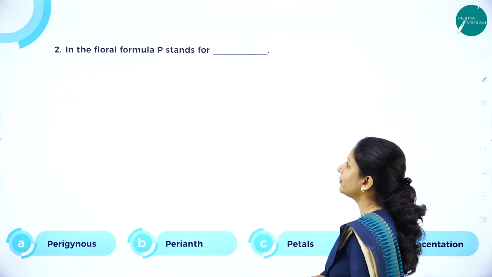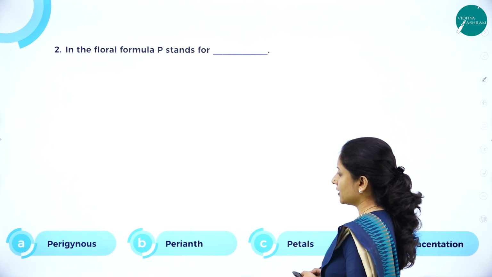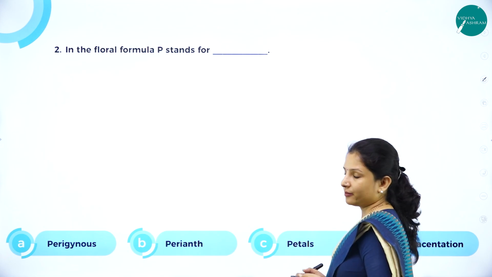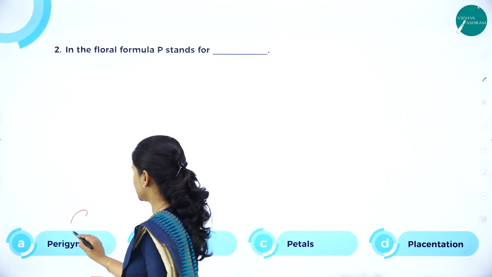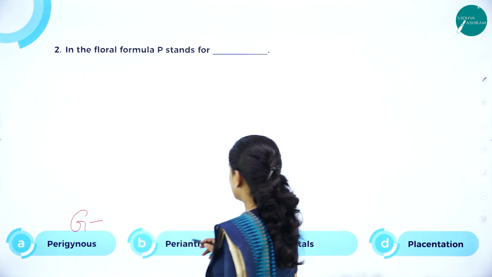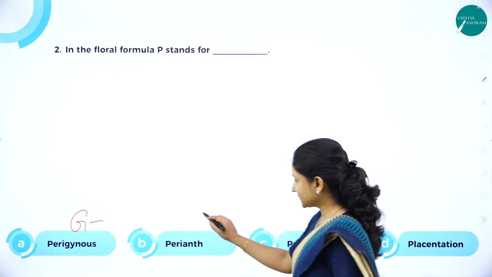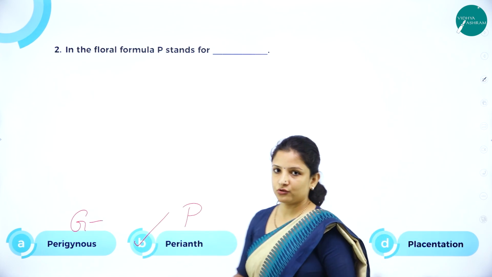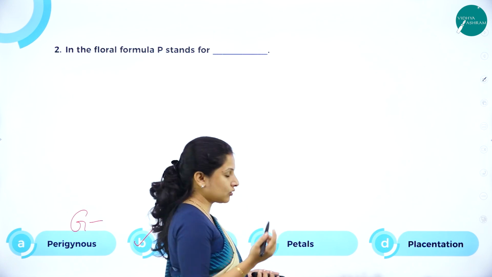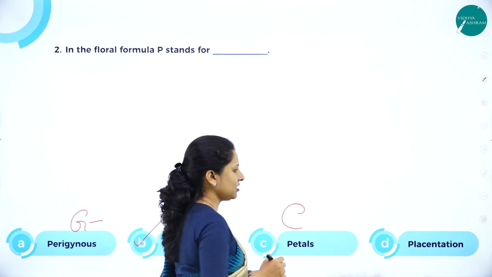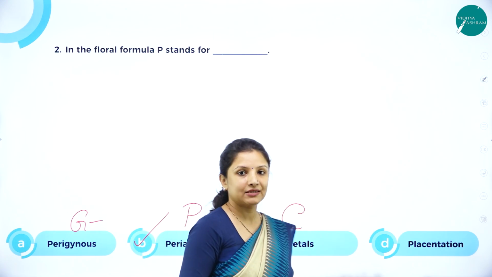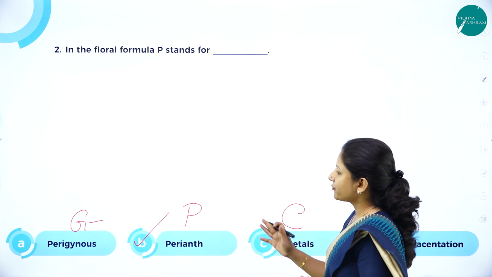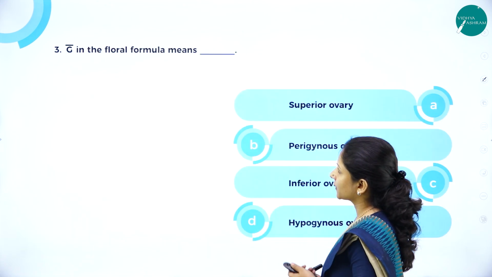Next, in the floral formula, P stands for perigynous. No, because perigynous we can write it this way. It is perianth, because perianth is represented by a capital P. Petals, no, because petals is nothing but corolla, so it is represented by C. Placentation, no, it doesn't have a symbol. Right option here is option B.